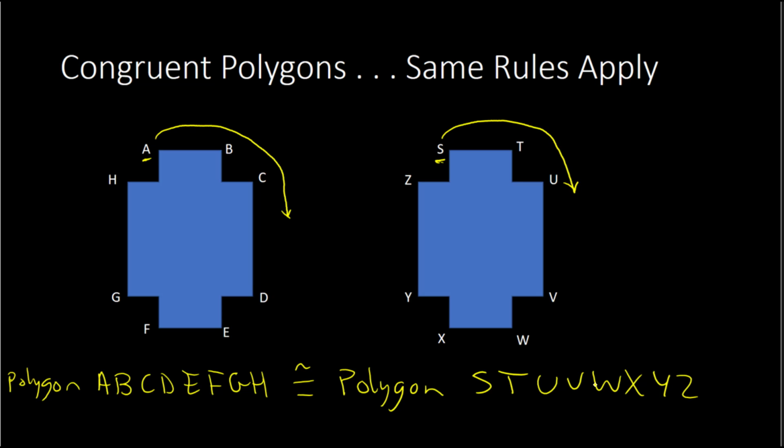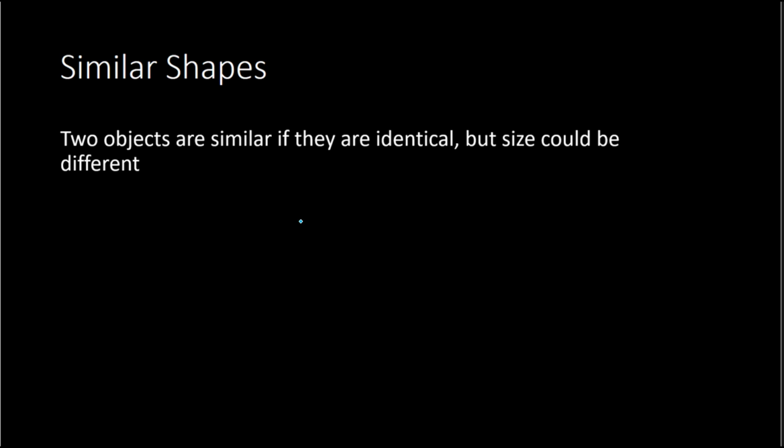Alright, so the same rules apply, and when we write a polygon, we just use all the letters from the vertices. Next we have what is called similar shapes. Now similar shapes are two objects that are identical, but the size could be different.